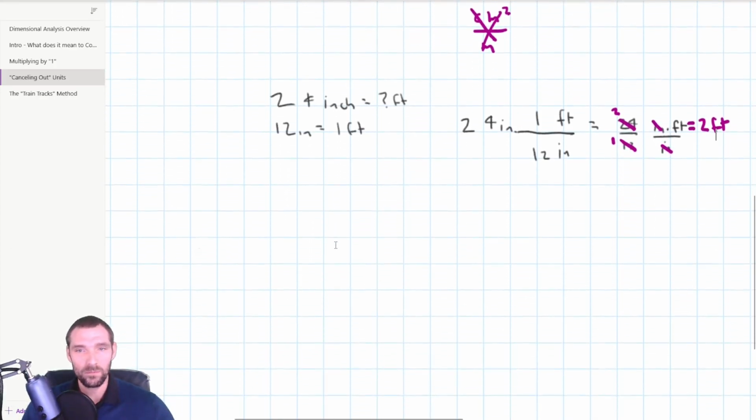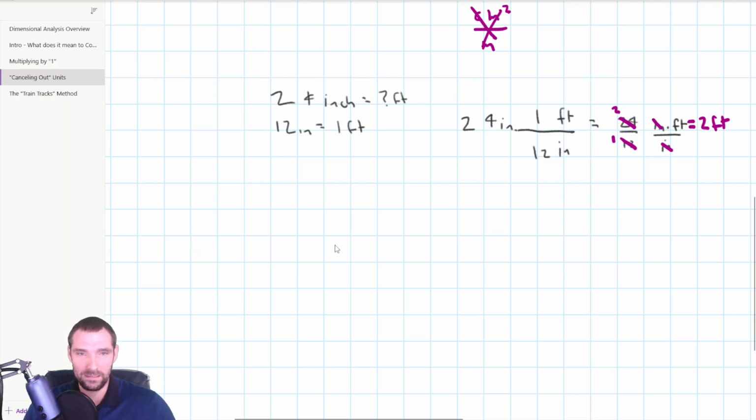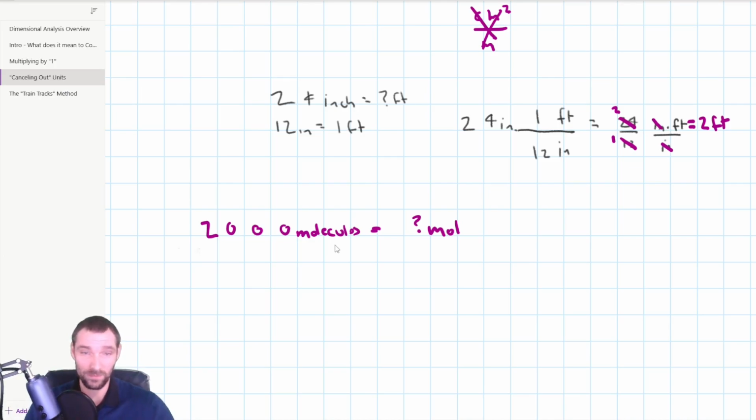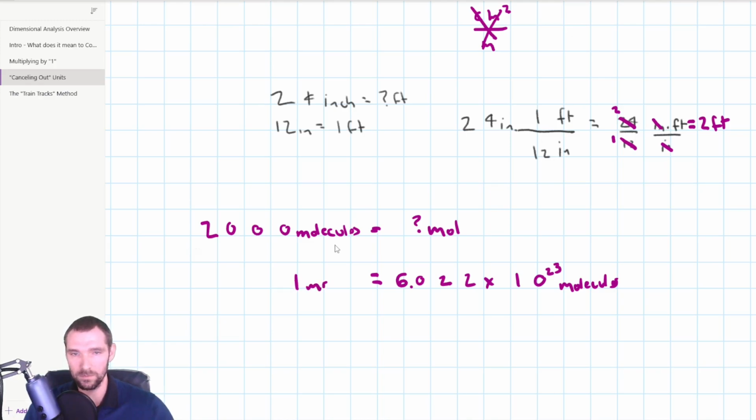Now, if you do something that's a little bit more abstract, like if you had 2,000 molecules, and you're trying to figure out how many moles that is, Avogadro's number is a very abstract thing for most people. But I believe it's this. It's been a little while since I've done problems with that. But we've got that many molecules in 1 mole.